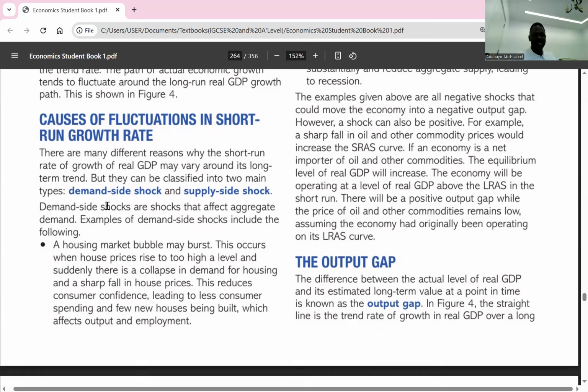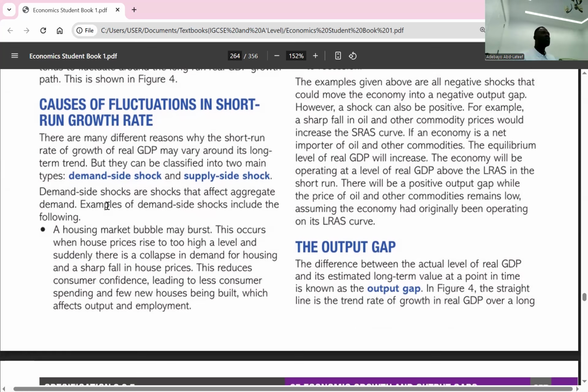So we're going to start with demand side shock. We call it demand side shock because it affects aggregate demand within the economy. And when we talk about aggregate demand, we're talking about the total demand within the economy. Examples of demand side shock are: one, the housing market bubbles, which may burst.